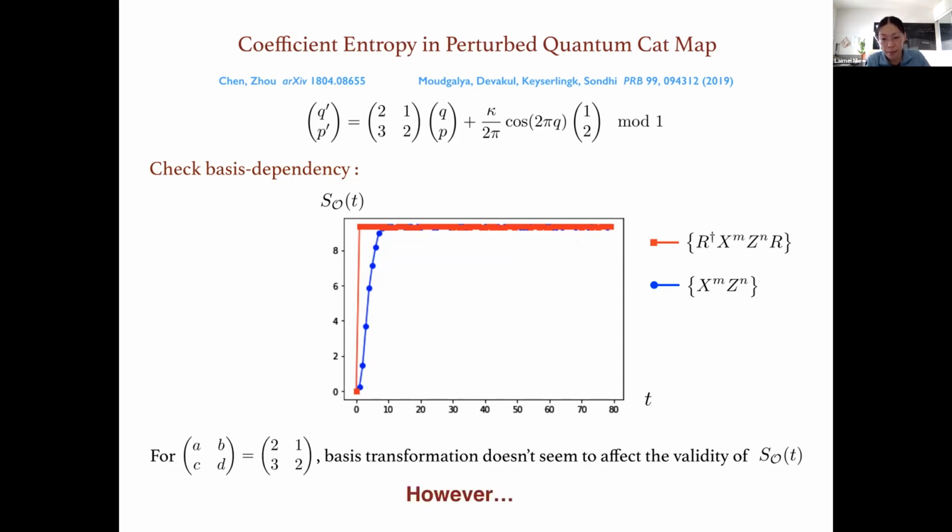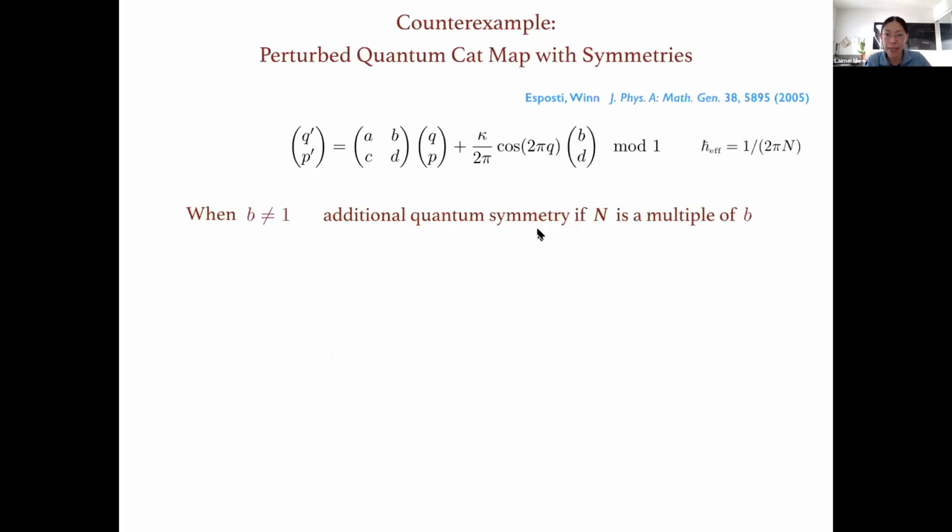So that's all good. However, as I mentioned before, there are counterexamples to this claim. The counterexample is the perturbed quantum cat map with symmetries. This is the generic form of the perturbed quantum cat map. And the claim is that when B is not 1, and when n, this quantization parameter, is a multiple of B, there will be additional symmetry in the quantum cat map. Previously, B is 1, we have 2, 1, 3, 2, so the symmetry isn't there. But if we consider a generic case, when B is not 1, you may have quantum symmetry when n is a multiple of B.